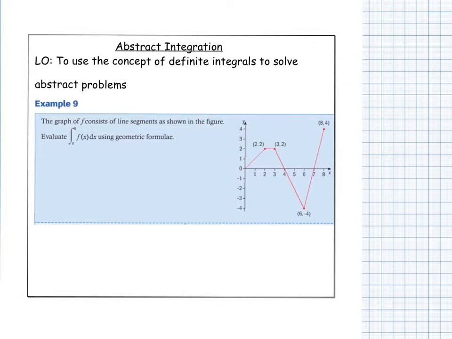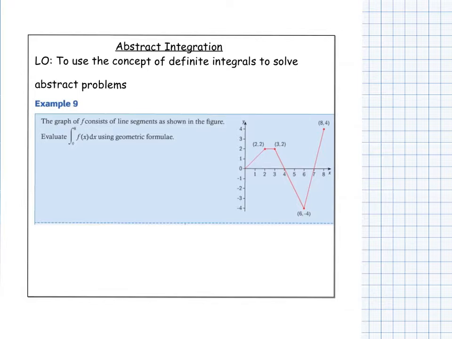So we're being asked to integrate f of x between 0 and 8. Evaluate the integral of 0 to 8 of f of x dx using geometric formulae. By geometric formulae, it means we're going to be using the area of the shapes that we have, and we can see that there's actually three different parts to this question. There are three different areas.